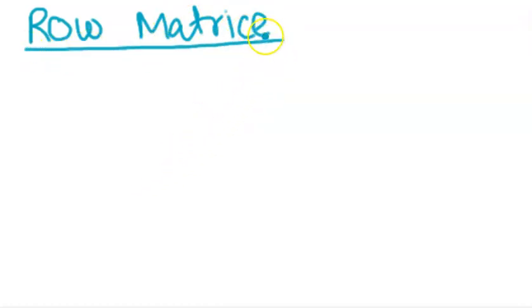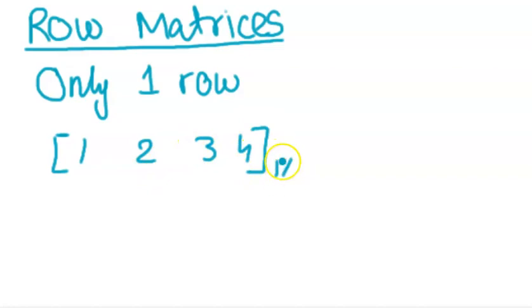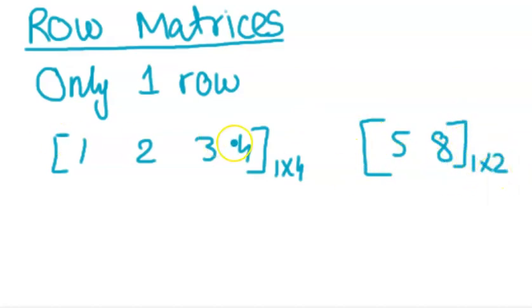Then we have another one called the row matrix. Row matrices are those where the number of rows is just one. For example, just one row and two columns. So these are row matrices.